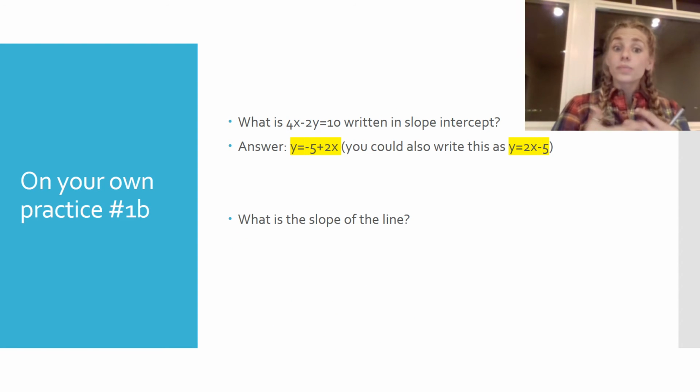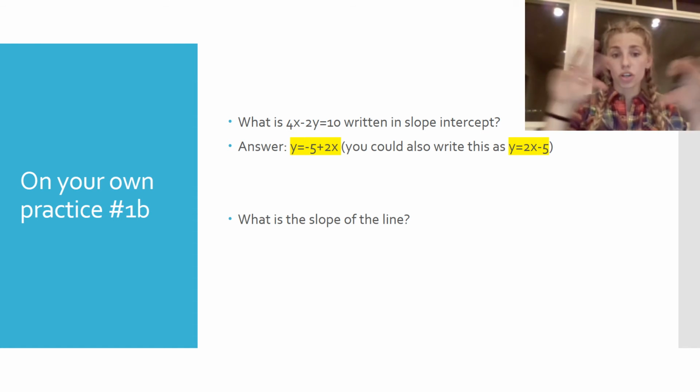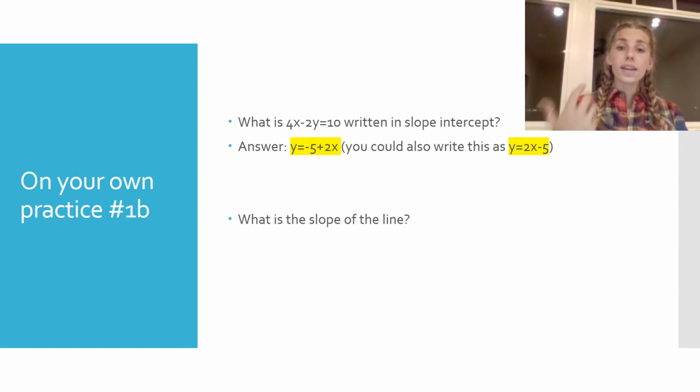Okay, so our final answer was y equals negative 5 plus 2x, or you could have also written it as y equals 2x minus 5. That's the same thing, the order's just switched. So now that you have that answer, what is the slope of the line? Remember, this is written in slope-intercept form, so you should be able to identify the slope just by looking at the equation.